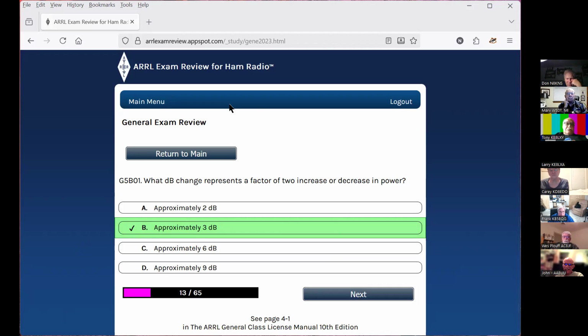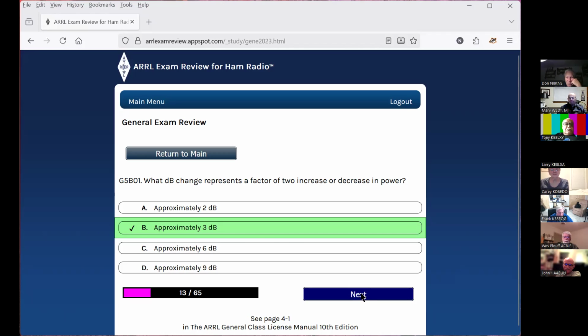B equals susceptance, says our silent host, Bob. Susceptance? What is that? That's the inverse of reactance. That is something you do not have to know for the sake of this. Previous question, not this one.